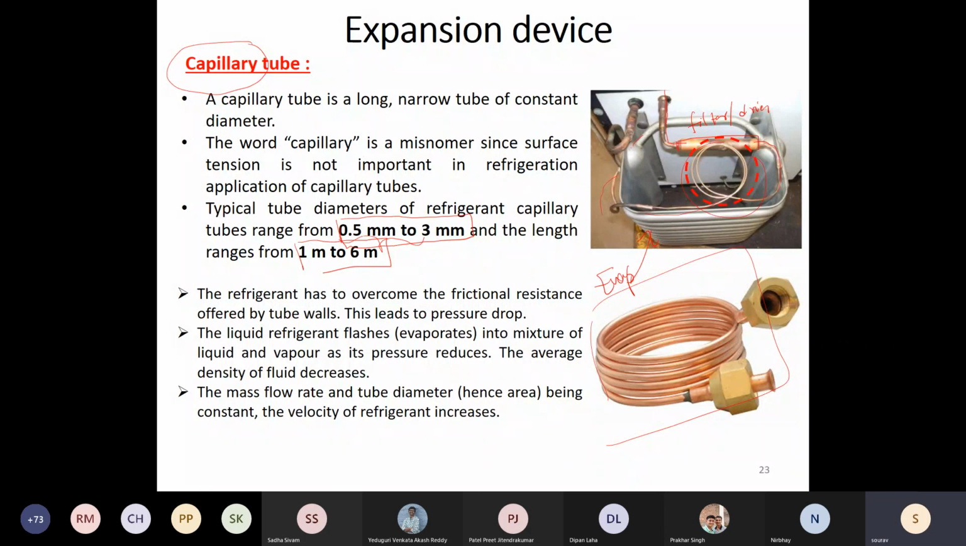Now, how is a tube acting as an expansion device? Again, you have to go back to your second year fluid mechanics, where you have studied the frictional resistance offered by any pipe surface. Okay, so you have a property called viscosity, and because of the viscous forces, you will have frictional pressure drops inside a tube.